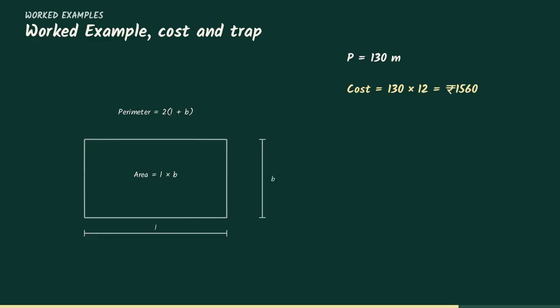Area: 1,000 square meters. Fencing cost: 1,560 rupees. The trap, area times rate, 1,000 times 12, is the distractor every fencing item plants next to the real answer.